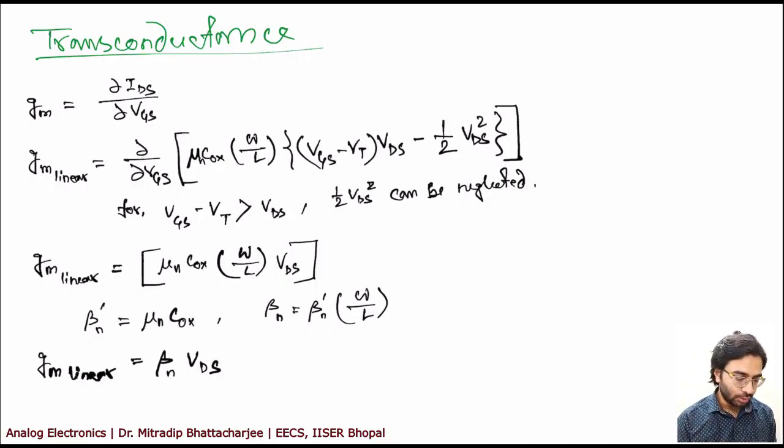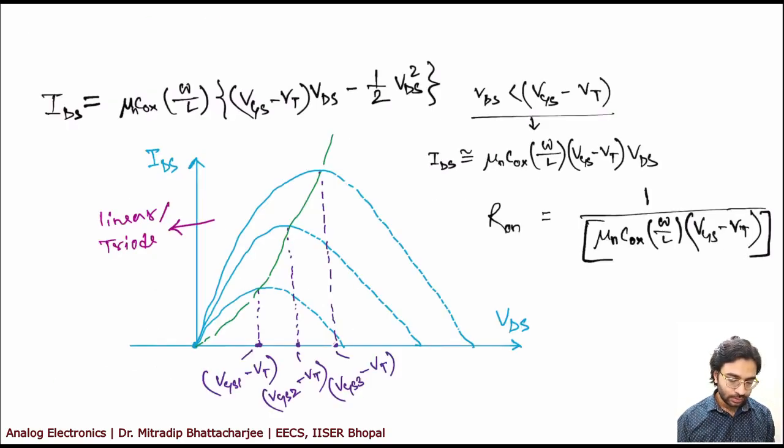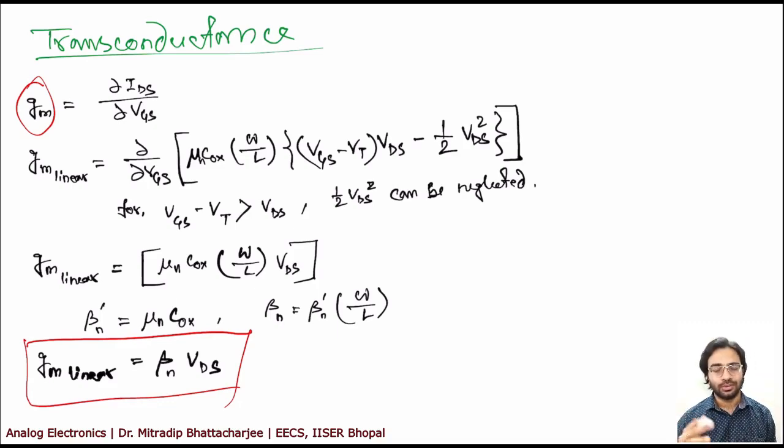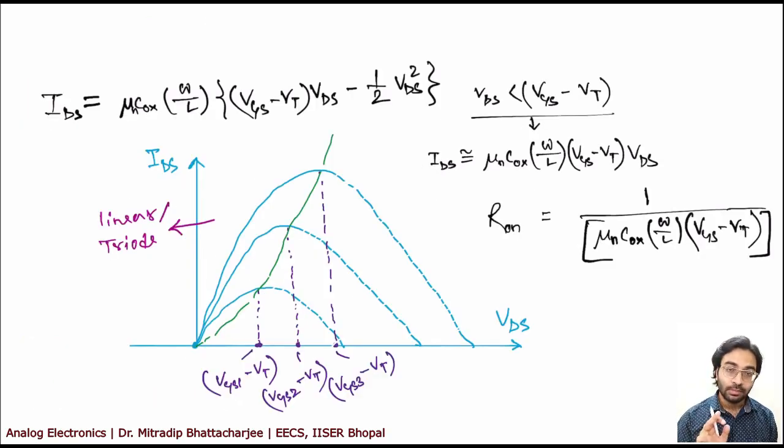So far I have shown you the value of GM, how I have derived this value. There are two GMs, one is for linear condition and another one is for saturation condition. So please do not confuse. GM linear we won't use probably, and may use maybe, but not that readily. But GM saturation is very important.